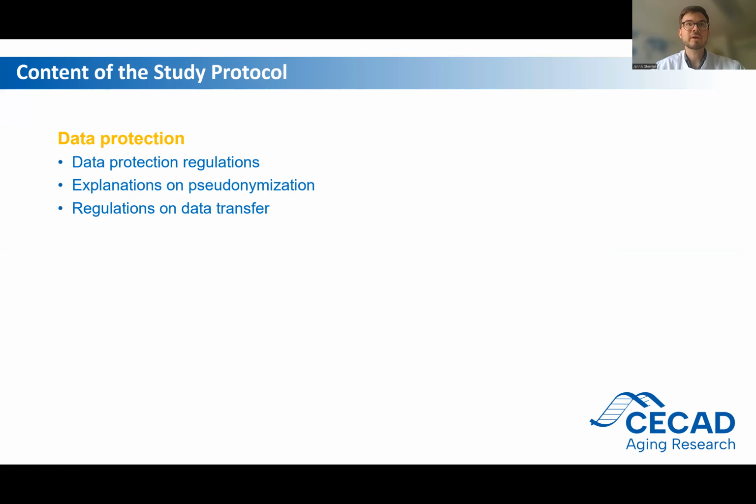One important aspect is data protection. It should involve all specifications on this part of data protection regulations. Very important are explanations on pseudonymization of participants, or also anonymization if that's possible, and regulations on data transfer to other countries, to other investigators, etc.